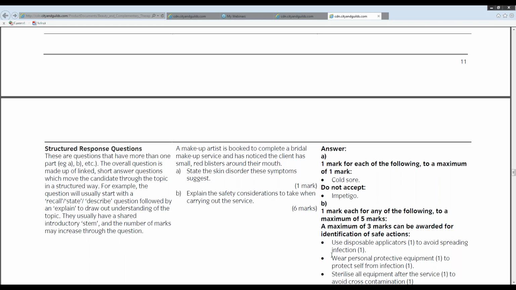Part B now is explain the safety considerations to take into account when carrying out the service. Some people have said, actually, if the client had a cold sore, they would stop the service. And I would probably agree with that if it was beauty therapy and actually it was a facial. We would probably agree with that. But actually, this is makeup artistry.